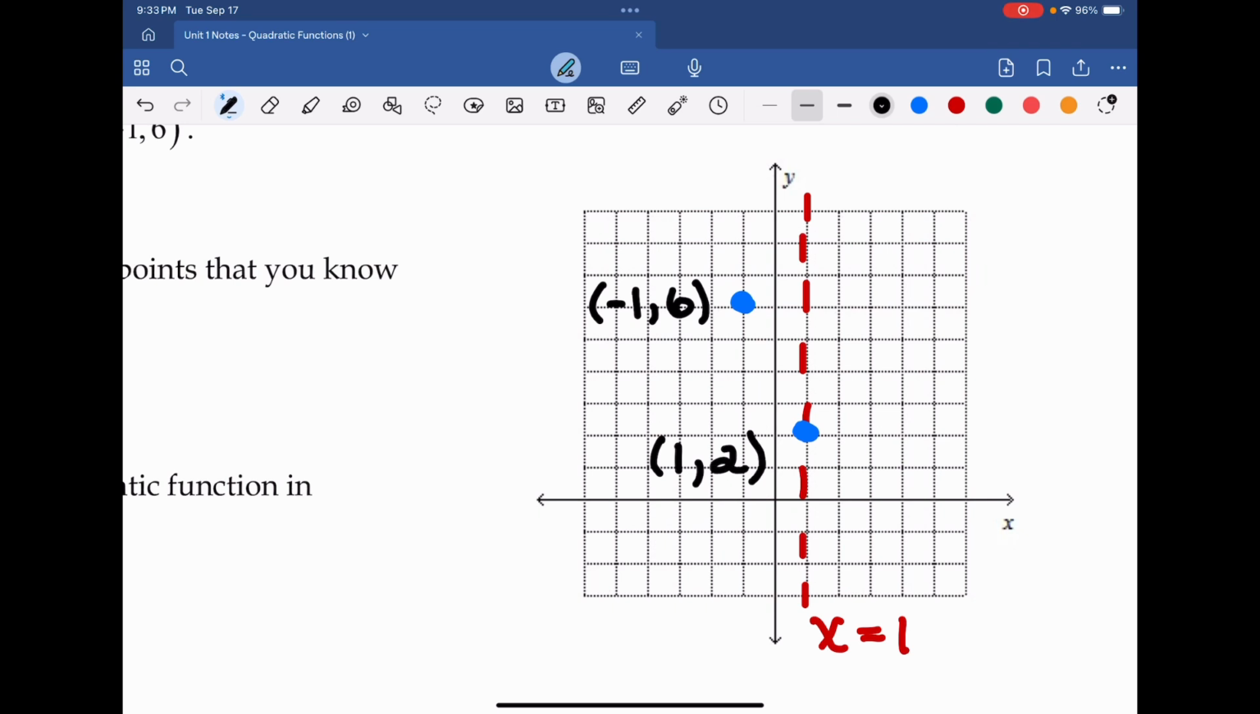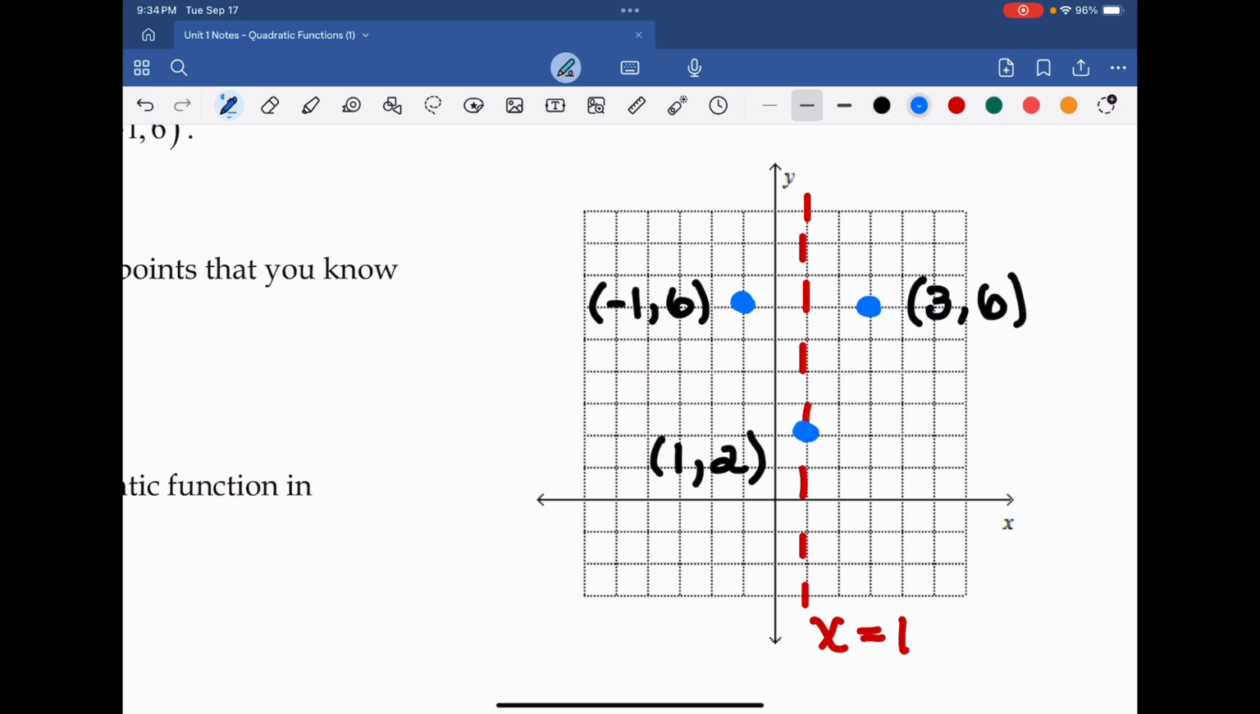And then here's the interesting thing: we know that if this is the axis of symmetry and the -1 and 6 is on the graph as some sort of point, then by symmetry, if I go 2 units to the right of the axis of symmetry at the same height, I find the third point that I can put here. And this is going to be at +3 and 6.